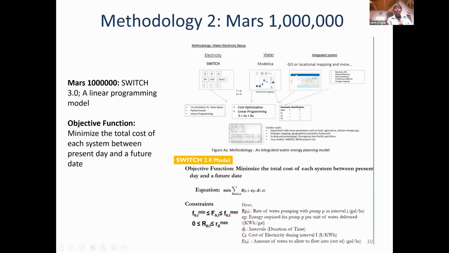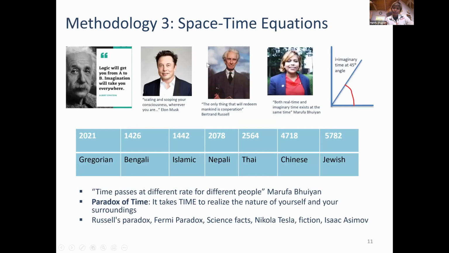The second methodology is like linear programming. If you look at the problem linearly, you can solve it easily, but life is not really linear, or sometimes problems are not linear. So you have to look at the district level. But the objective is to minimize the total cost of each system between the present day and a future date. So this is another methodology. And the third methodology is basically space and time.